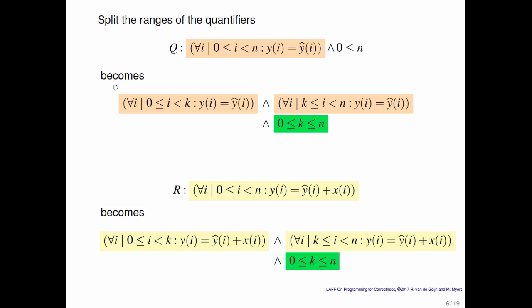Similarly, we can partition the postcondition. There, the left quantifier now says that the first k entries contain the updated values, and the right quantifier says and the rest of the entries also contain the updated values. And again, what's in the green box just limits k so that you only address entries in the arrays that are valid entries, indexed from 0 to n-1.